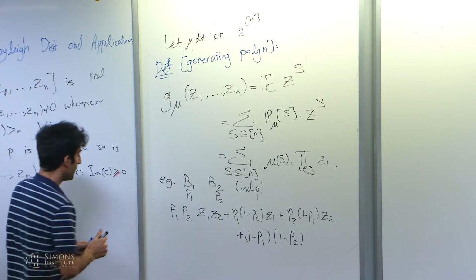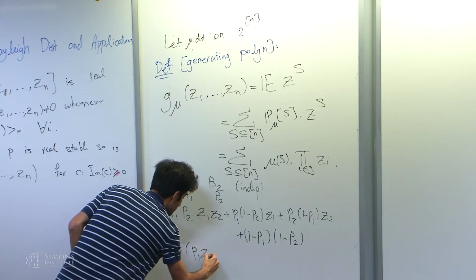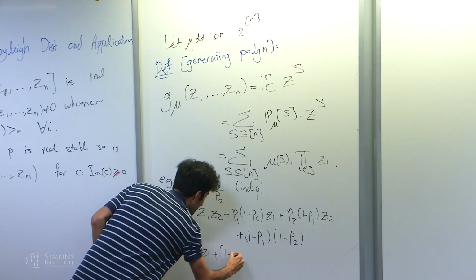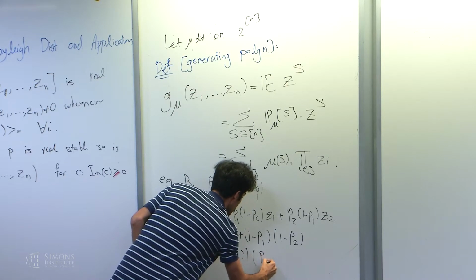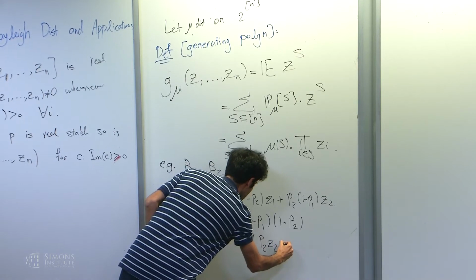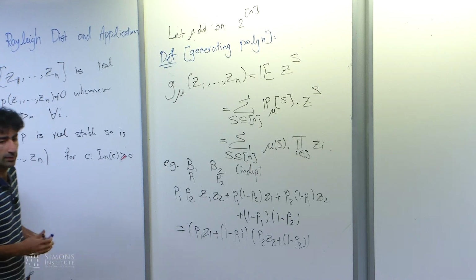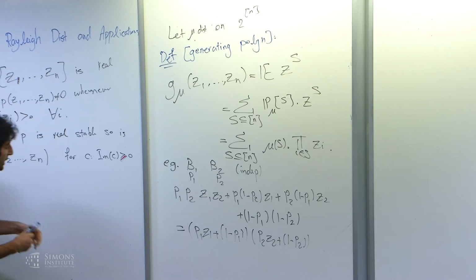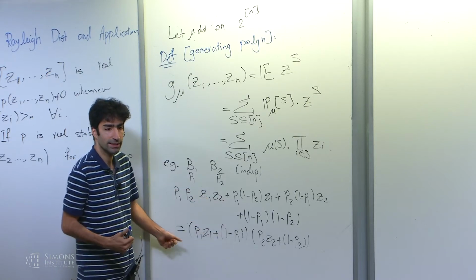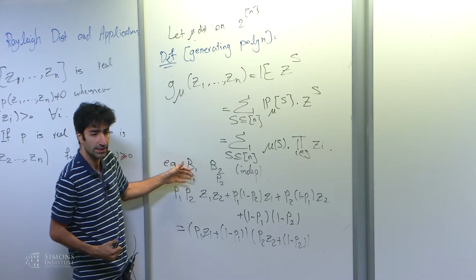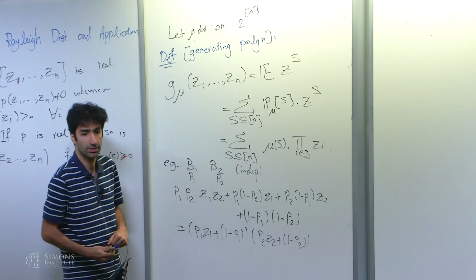You can rewrite this polynomial differently as follows. You can write it as p1 times z1 plus 1 minus p1, times p2 times z2 plus 1 minus p2. Now you see each of these polynomials is real stable, and I have a product of two real stable polynomials. So the generating polynomial of these independent Bernoulli random variables is a real stable polynomial.